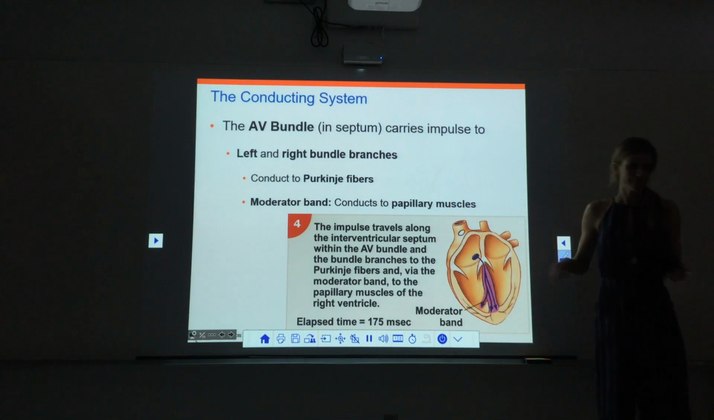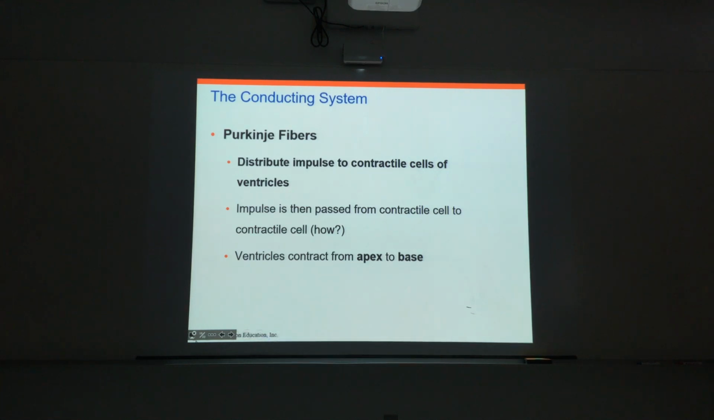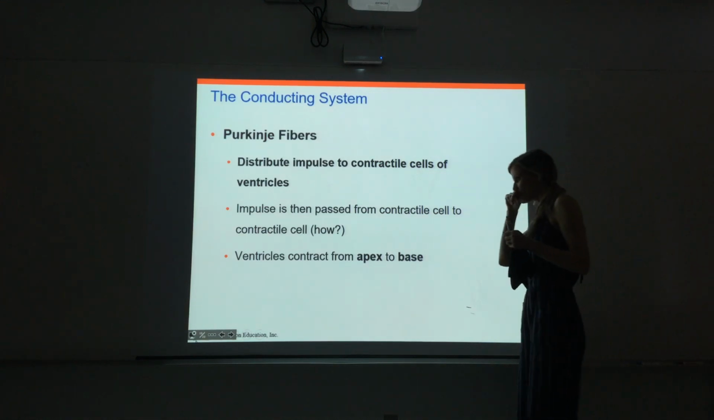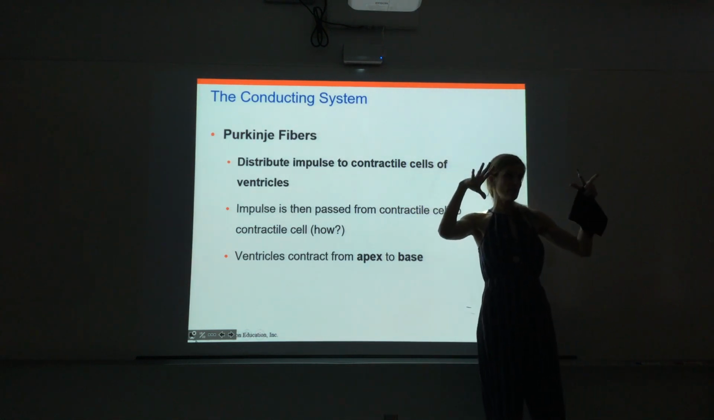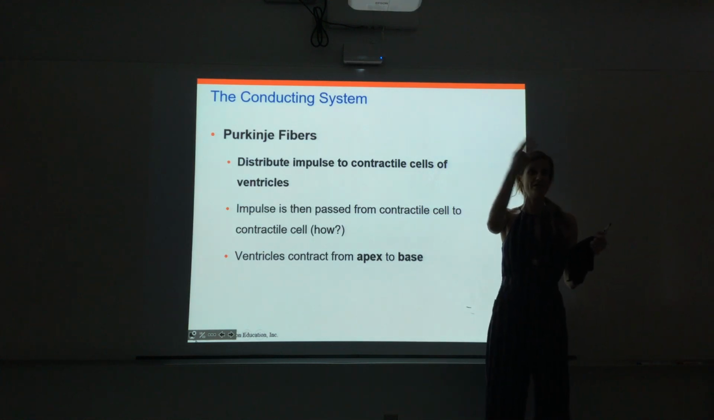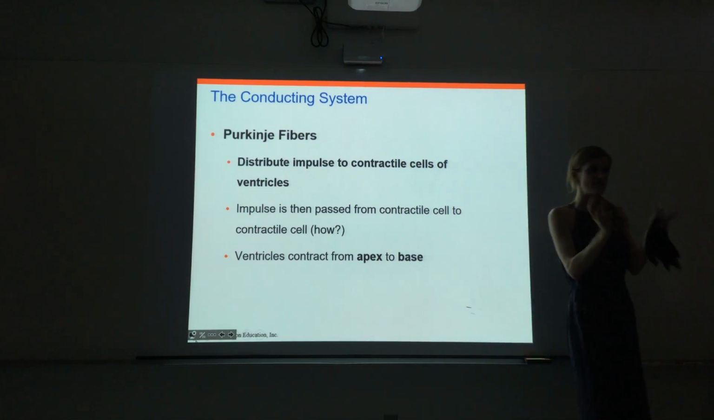So where did we start? The SA node. What else do we call that? Okay. From the SA node, what node do we go to? The AV node. What happens at the AV node? There's a delay. We pause, right? While we're pausing, what's happening up in the atria? They're contracting. From the AV node, we go into the septum, into the AV bundle, then the bundle branches, and that's going to bring us down towards the apex of the heart.